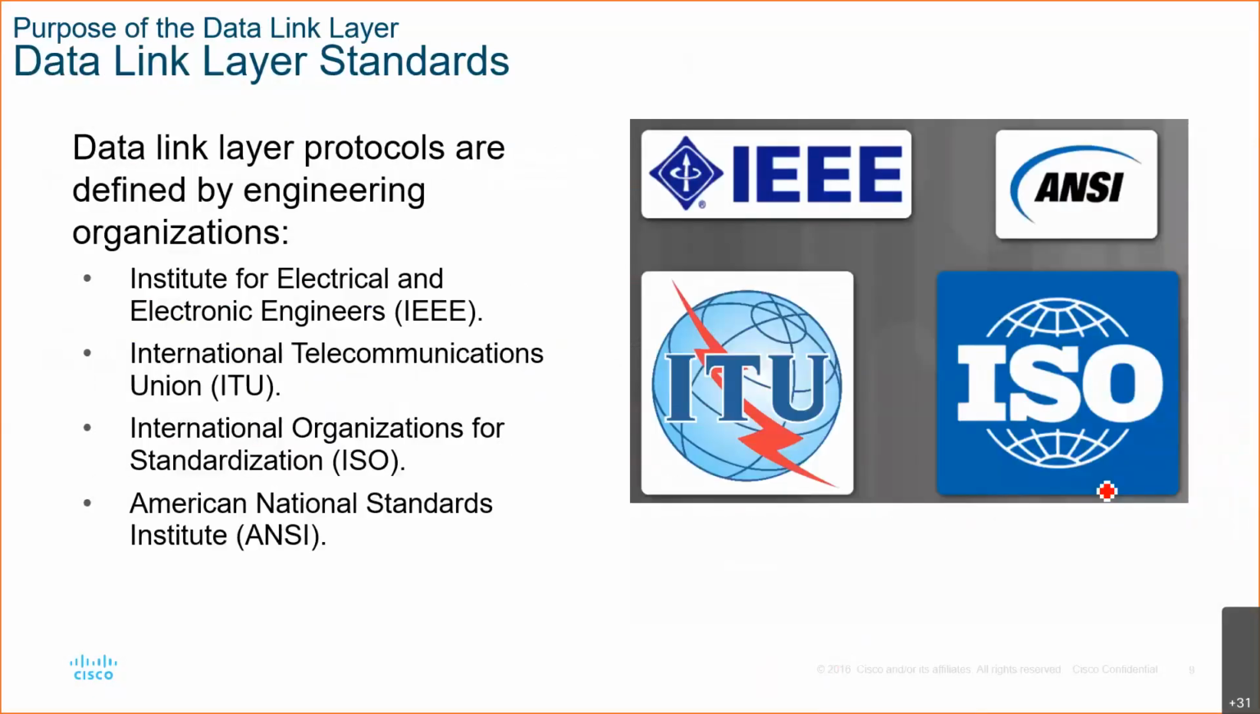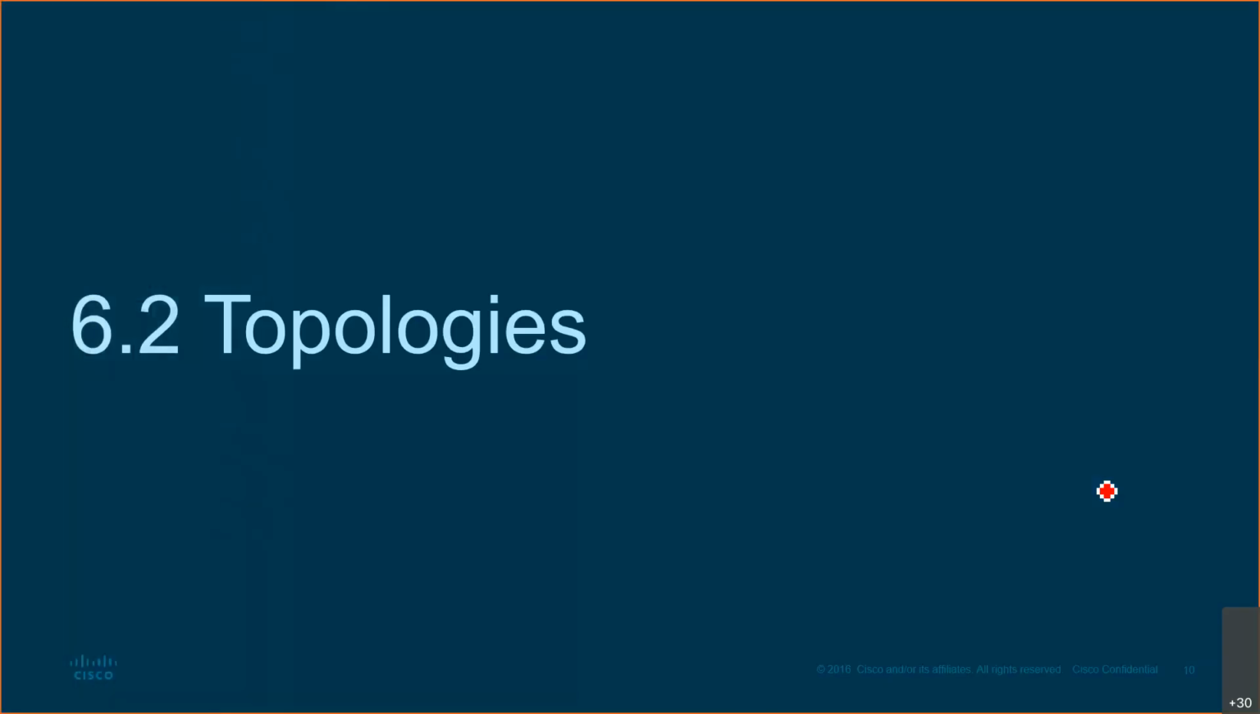There are some standards which are maintained by some engineering organizations with respect to data link layer protocols, and these are IEEE, ITU, ISO, and ANSI. Now let's go into some topologies that we use. Remember, the data link layer is mainly dealing with the physical rather than the logical. The network layer deals with the logical.